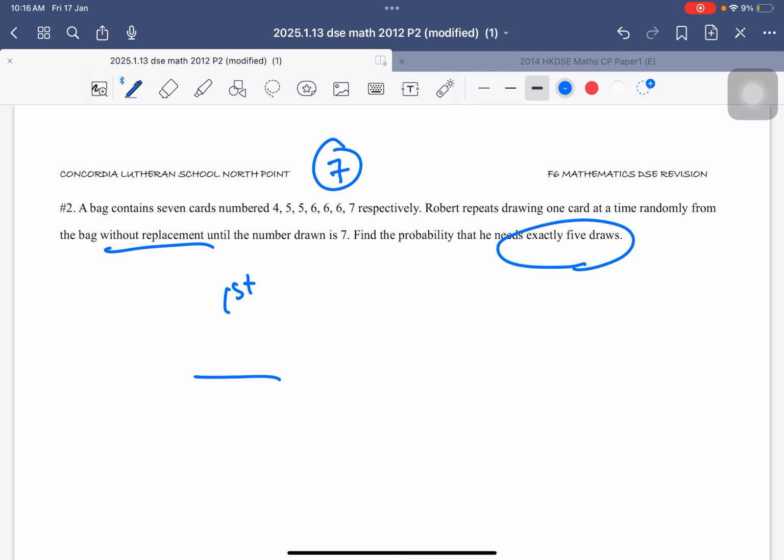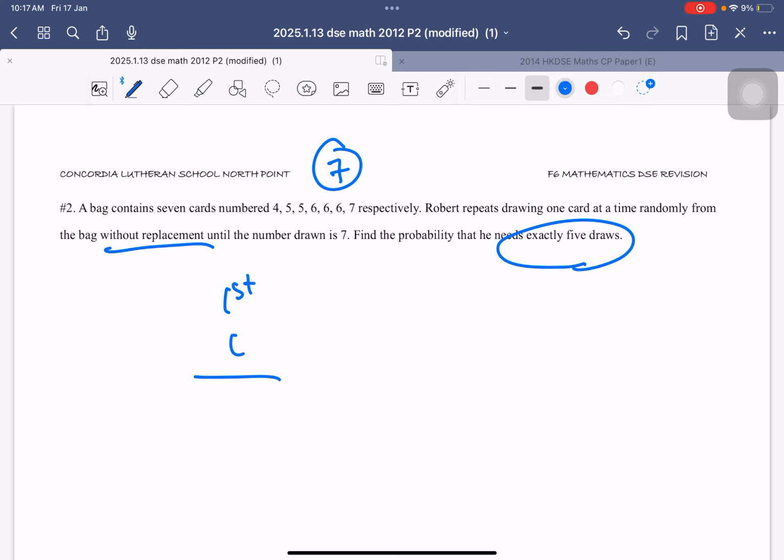Yes. If we draw the 7, then it actually stops. But we need to stop at the 5th draw. Okay, so how many numbers can we draw in the first draw? 5 numbers. 1, 2, 3, 4, 5, 6. We can draw 6 numbers, isn't it?